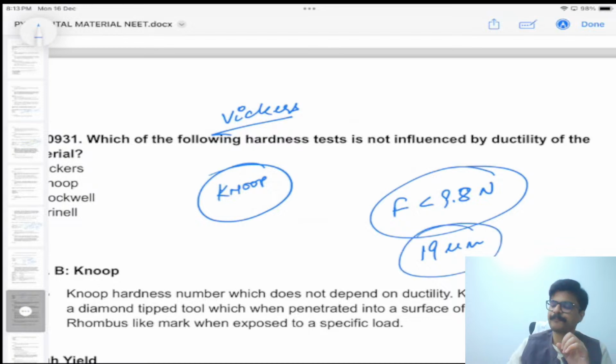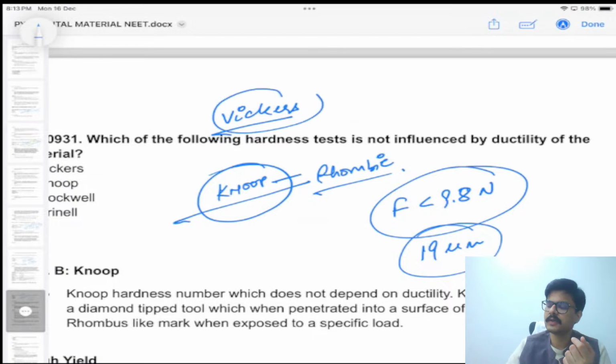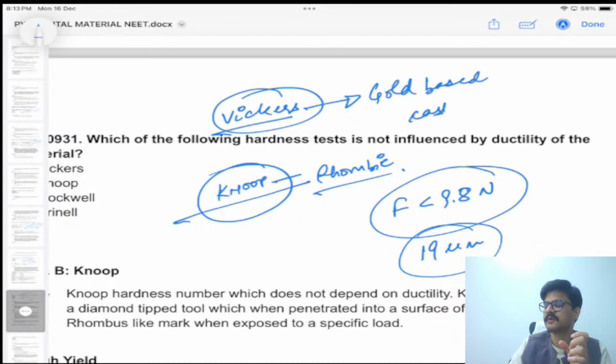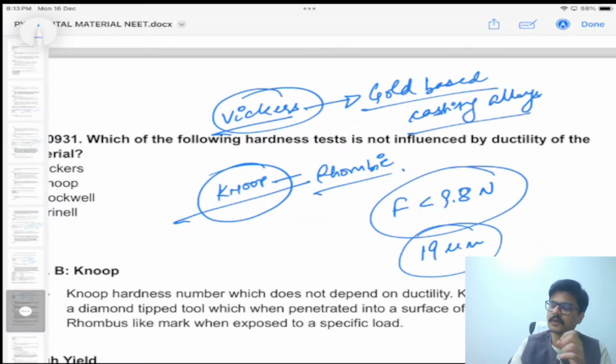That's very less. What are the other important points from Knoop and Vickers? Knoop uses a rhombohedral kind of indenting tool. Vickers, important point, Vickers hardness number or test is for standardization and comparison of dental gold based casting alloys, right? That's a very important MCQ. Gold based casting alloys.